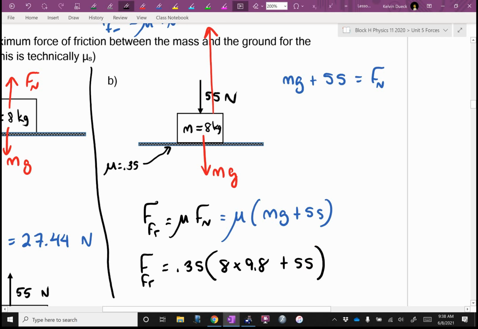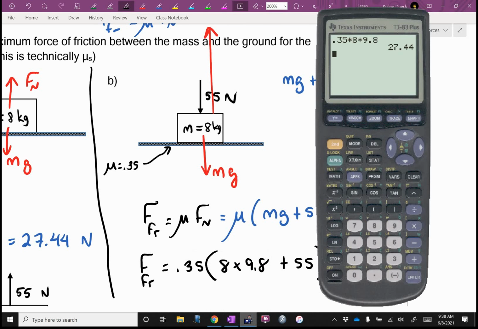I have no problem, by the way, if you crunch the normal force on a separate line, write it down, and then write it here. But I am saying, for what it's worth, if you've got a good calculator, you don't actually need to calculate the normal force separately. You can do this all in one step. So it's going to be 0.35 bracket 8 times 9.8 plus 55. How big is friction now? The maximum force of friction is 46.69.